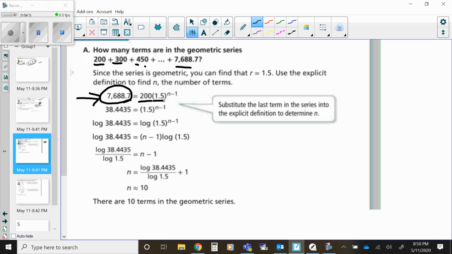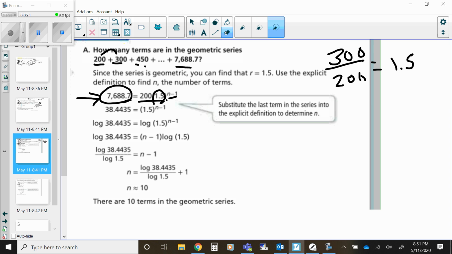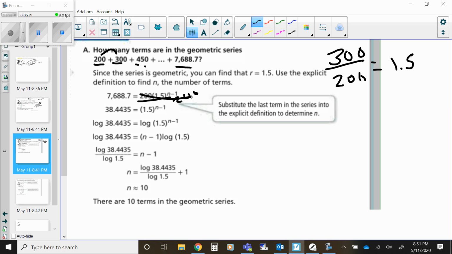common ratio is 1.5. The way they got that is they just took 300 divided by 200, because how you get from one term to the next term is going to be your common ratio. When you do that, you get 1.5, so that's where the 1.5 came from. And then they had n minus 1. And then what they do is they use algebra to get this thing all by itself, right? So what do they do first? They divide this side by 200. And that cancels out, and then you have to divide this by 200, and that's where they get this number from, right?